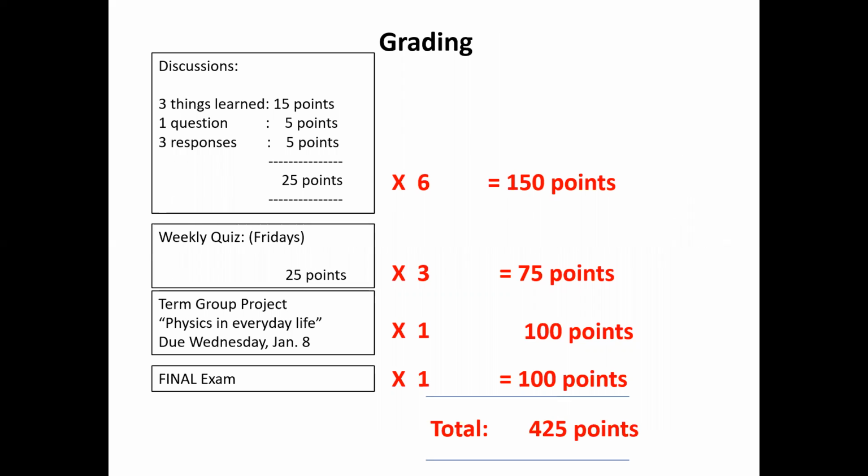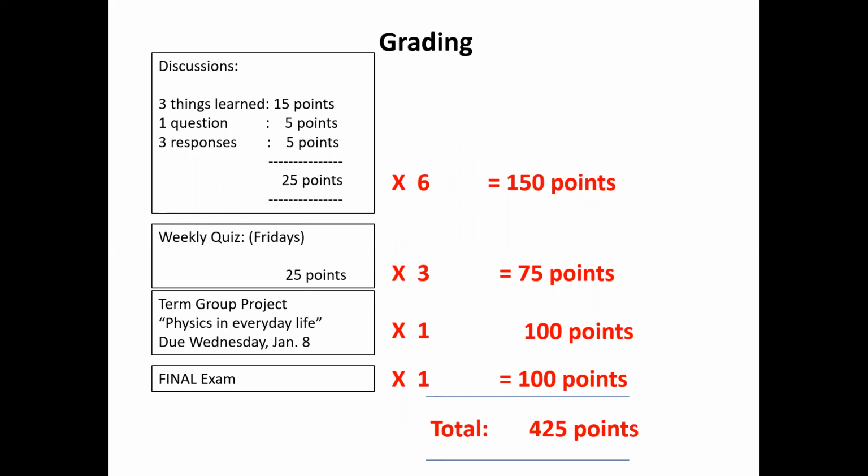So coming to the most important aspect of this class, grading. Please note that there are a total of 6 discussions. Each discussion counts for 25 points. The 3 things that you learned will count for 15 points per discussion. The 1 question that you still have will count for 5 points. And 3 responses that you write to student comments will carry 5 points. So that's 25 points for each discussion.